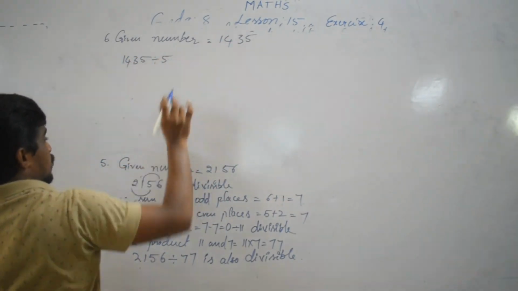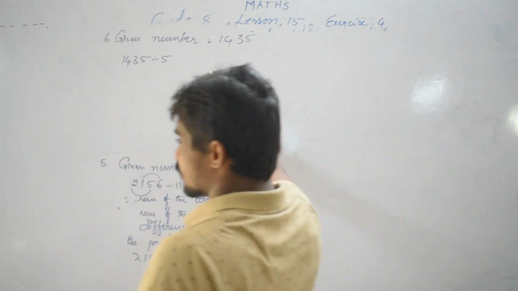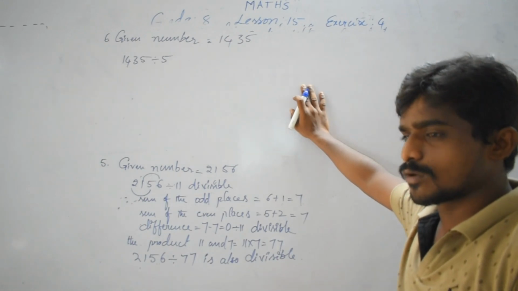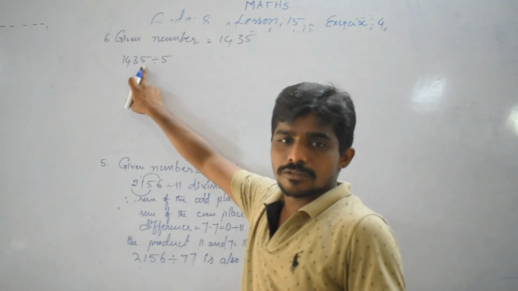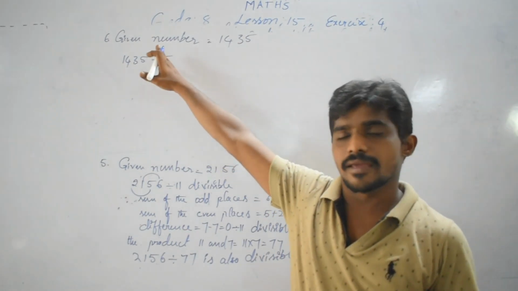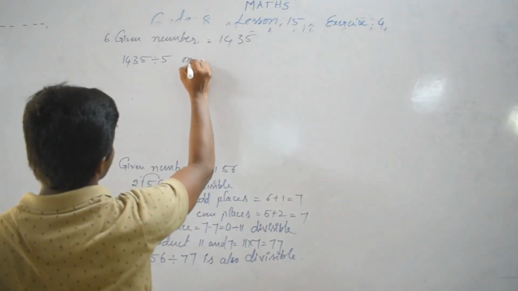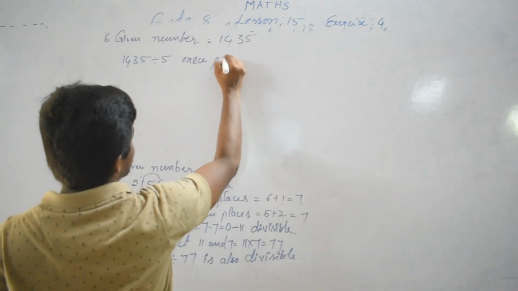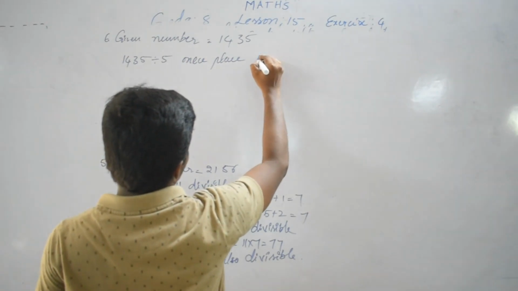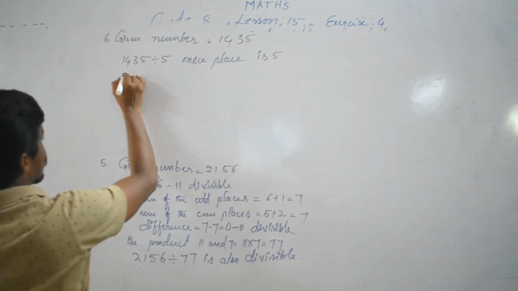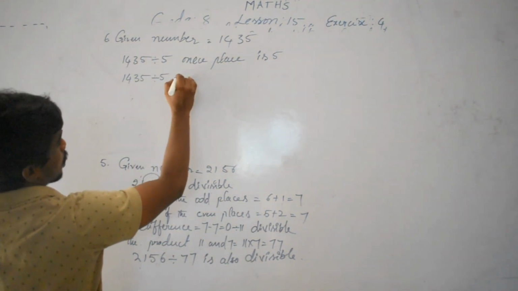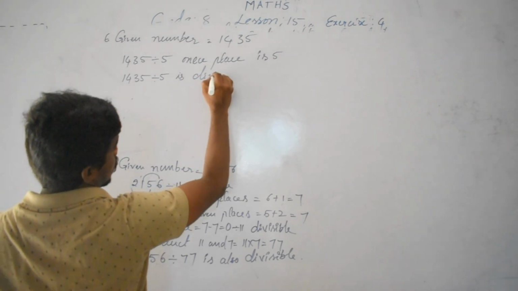1435 divisible by 5. Divisible or not divisible? Divisible. We know the 5 divisibility rule: ones place 0 or 5, that number is divisible by 5. So here ones place, which number is given? 5. So 1435 divided by 5 is divisible.